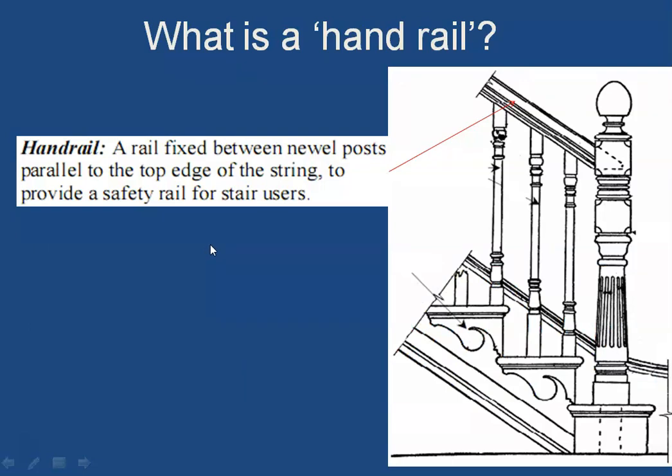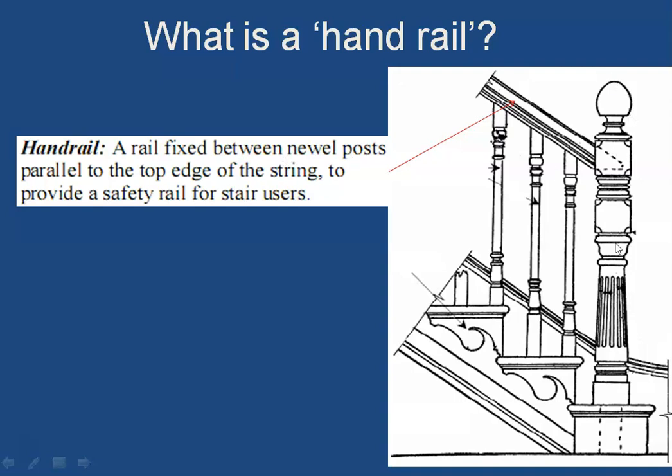Now the next term which we are going to use is called a handrail. So you are aware that when we climb the stair you have to keep a hand on the railing. So this is called a railing or a handrail. It is a rail fixed between the newel posts, parallel to the top edge of the string, to provide a safety rail for stair users. So this is fixed between newel posts.